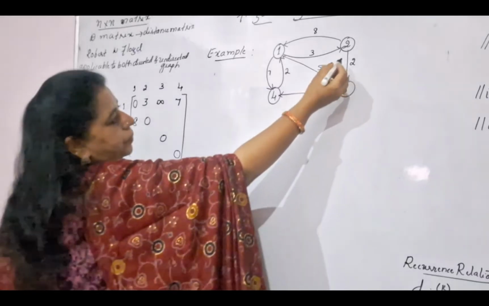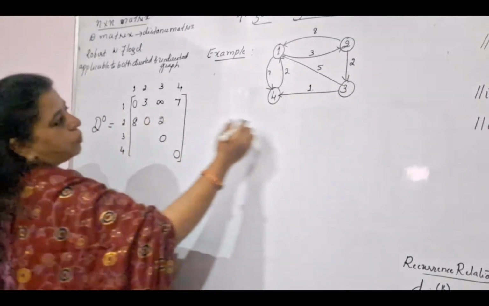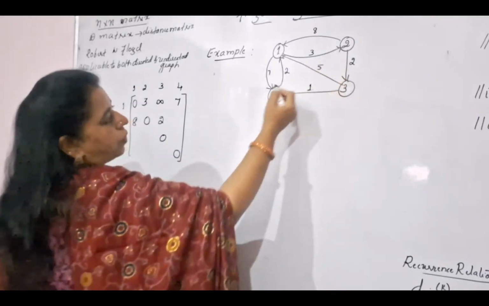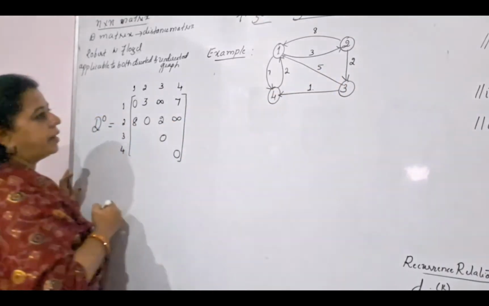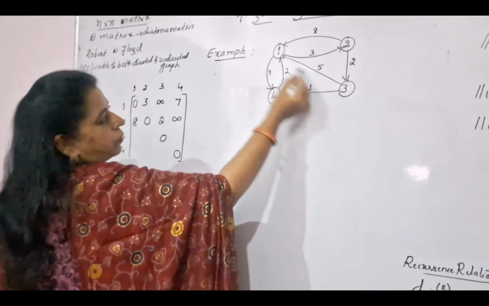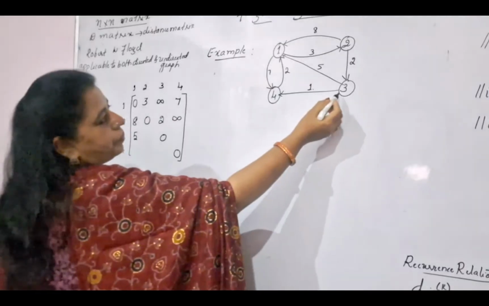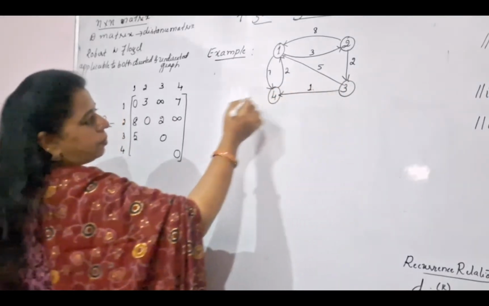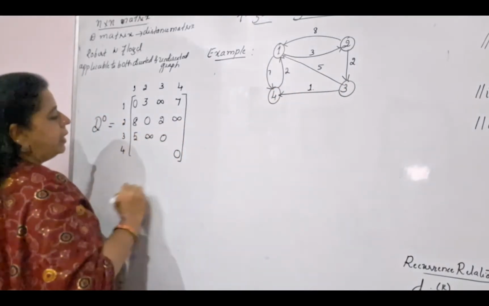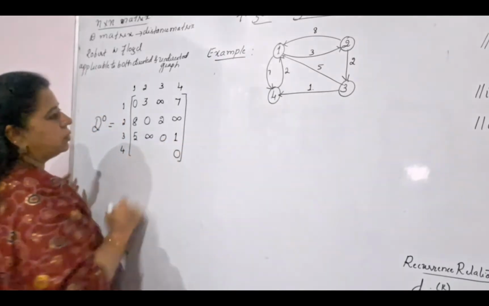2 to 3, there is an edge with a cost of 2. Next 2 to 4, no, it is not directly connected, infinity. 3 to 1, yes, there is an edge with a cost of 5. Then 3 to 2, not directly connected, infinity. 3 to 4, there is an edge with a cost of 1.